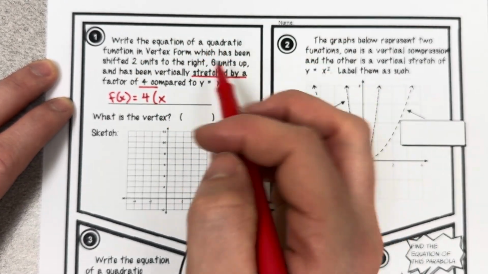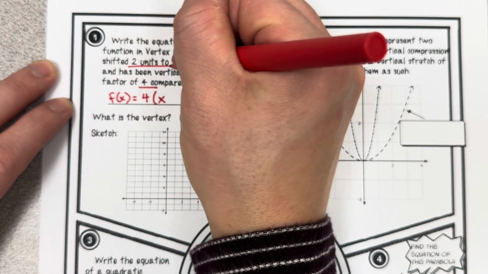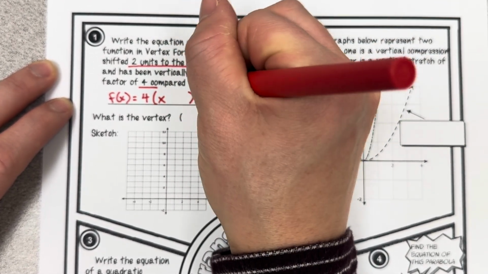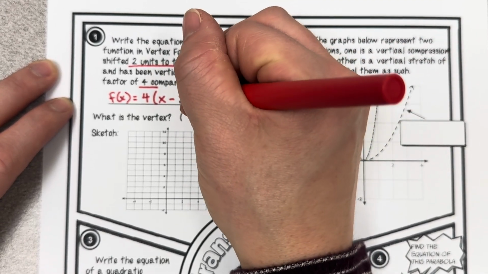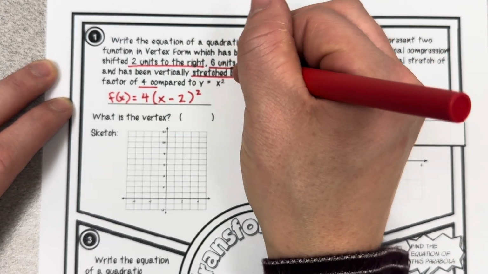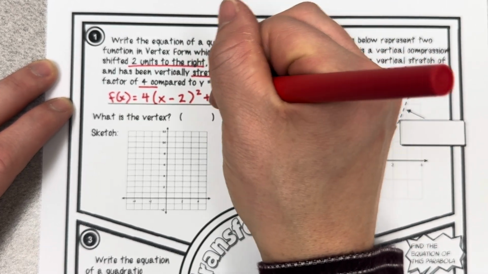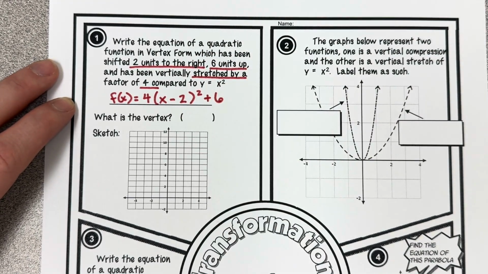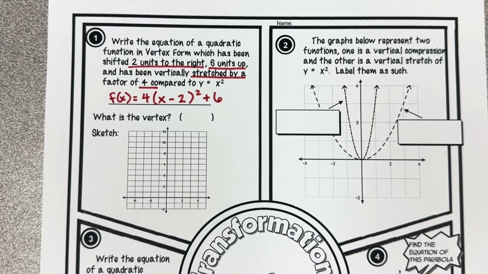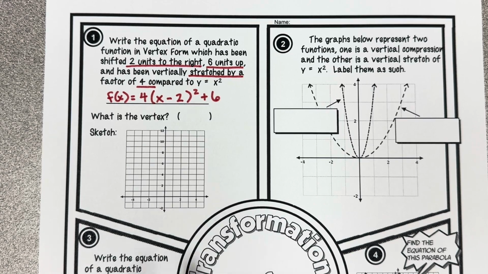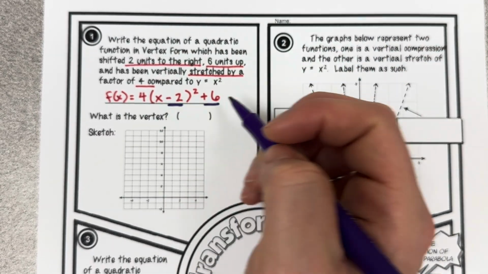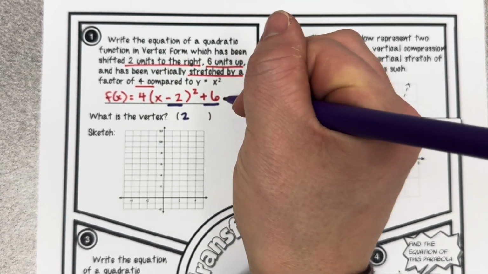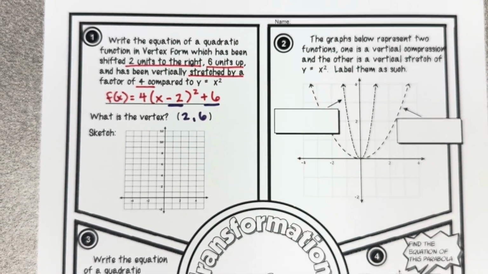Okay, left and right, so it says 2 units to the right is always going to be on the inside of our parentheses. Right means it's negative, so minus 2, 2 units to the right. And then 6 units up on the outside, plus 6. Beautiful. Okay, we can identify the vertex without even graphing it yet. Remember the vertex is always h, comma, k. Change the sign on your h, so negative 2 changes to positive 2, comma, 6.